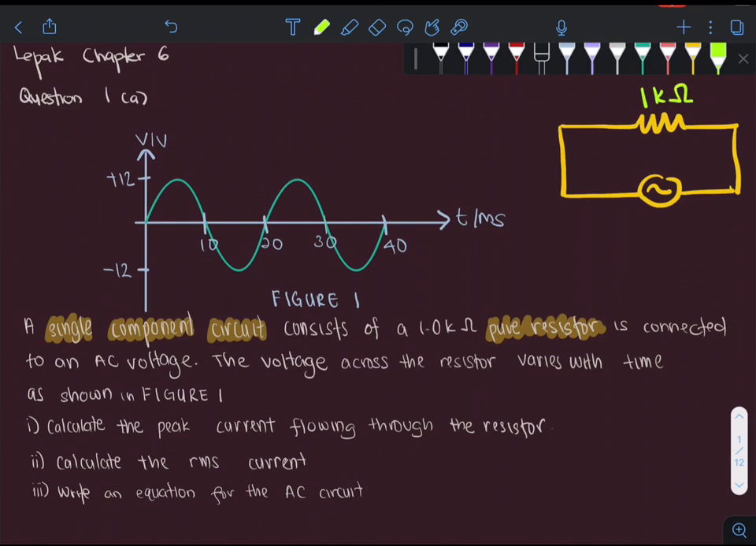The question asks us to calculate the peak current flowing through the resistor, to calculate the RMS current, and to write an equation for the AC circuit. So we have three different questions here. The first one is to find the I naught. Peak current here means I naught. And then we have the RMS current, which is the root mean square current, and also to write the equation of the AC current.